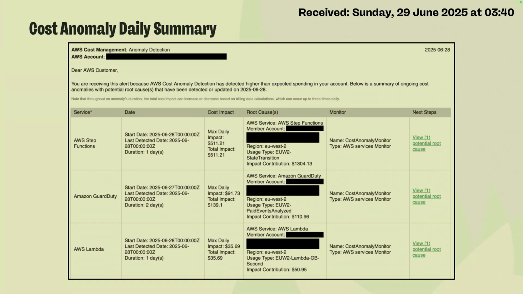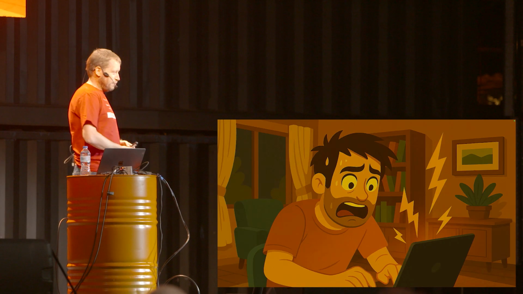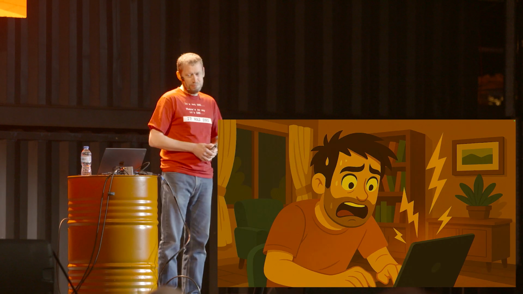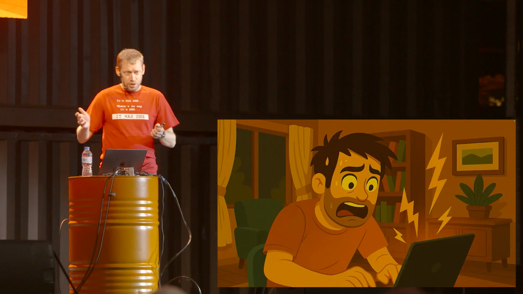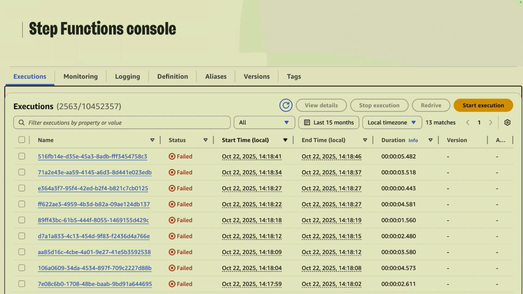So I also looked at the cost anomaly because, again, best practice, set up some of those. And again, that wasn't a great sign. Really didn't like those numbers. So switch off the phone, get out the laptop. And since Step Functions was the thing that was causing the problem, I went to the console.